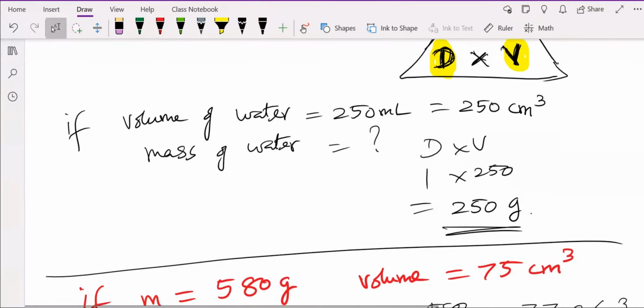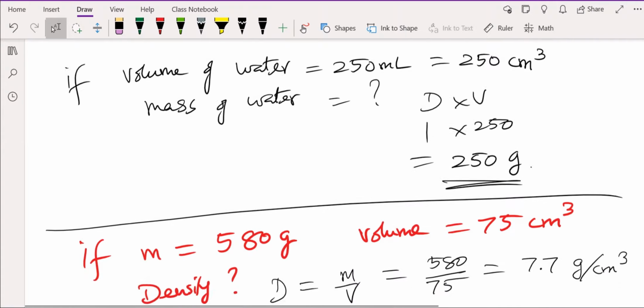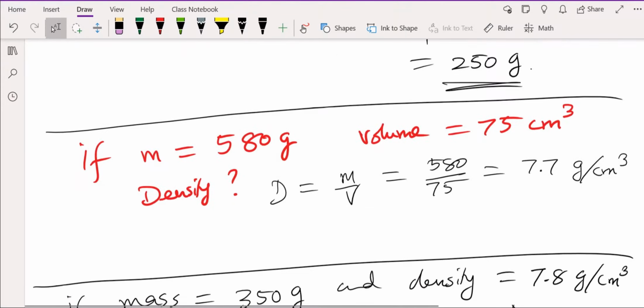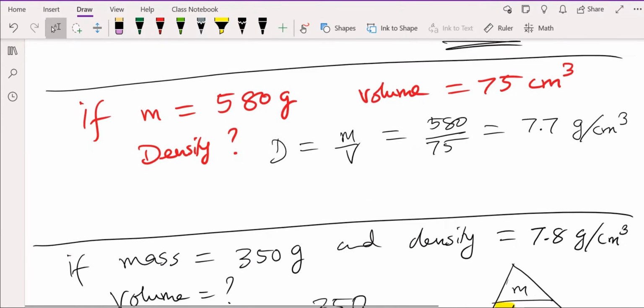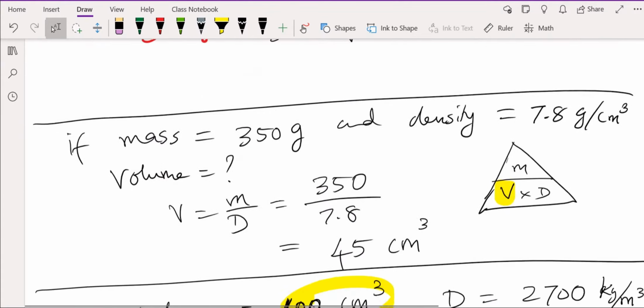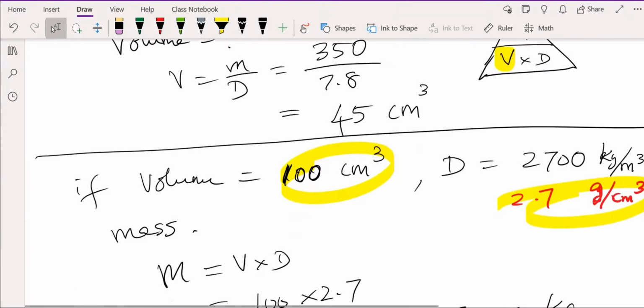Here are some other examples. If the volume of water is 250 ml, which is 250 centimeter cubed, and mass of water is what? So we did that. And I gave you other examples to find out how the density equation is used.